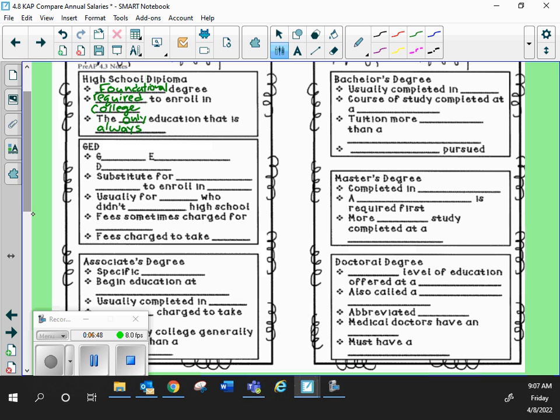Okay, GED. GED stands for General Education Development. So what a GED is, it's sort of an alternative to your high school diploma.